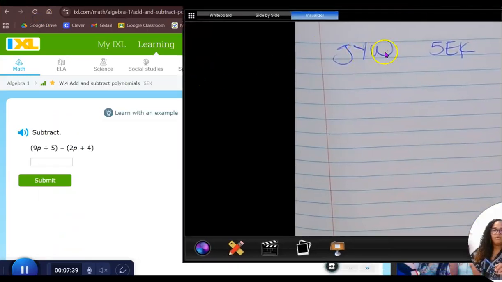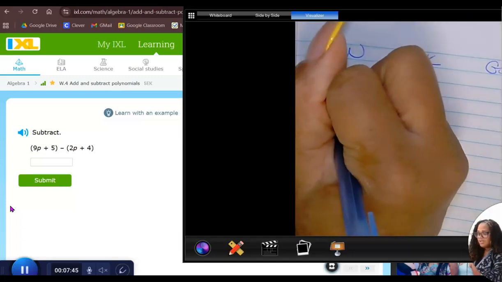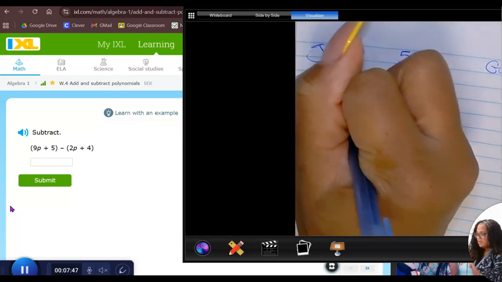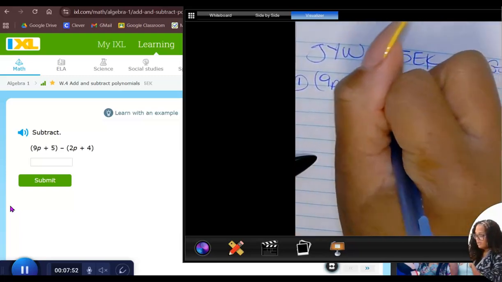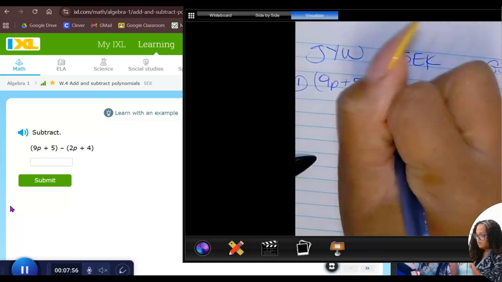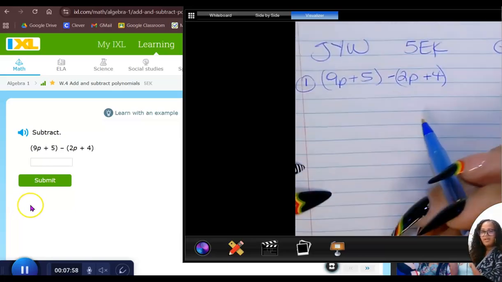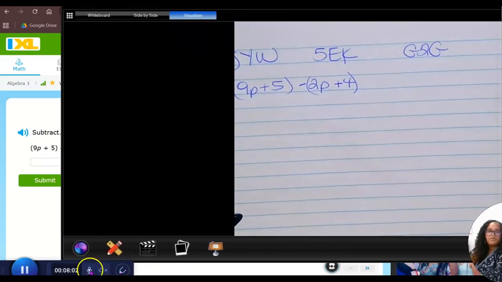Okay, now we're going over 5EK. So something that I noticed earlier today was it's helpful if you line up your like terms. 9p plus 5 minus 2p plus 4. So what I mean by line up is, let me see if I can expand this window a little bit.